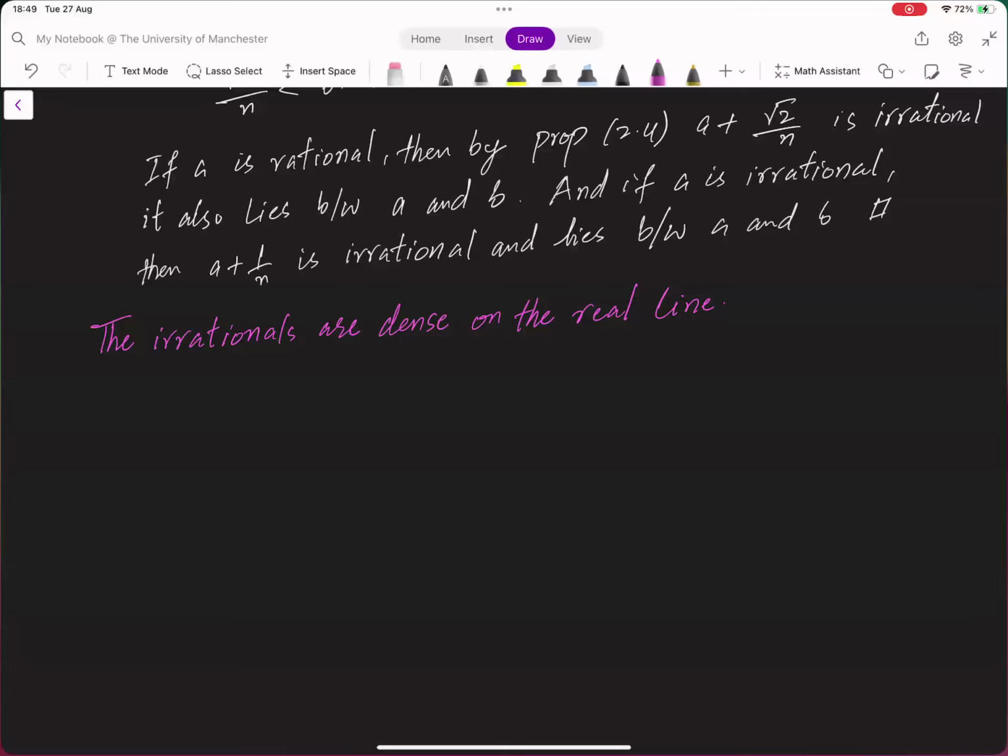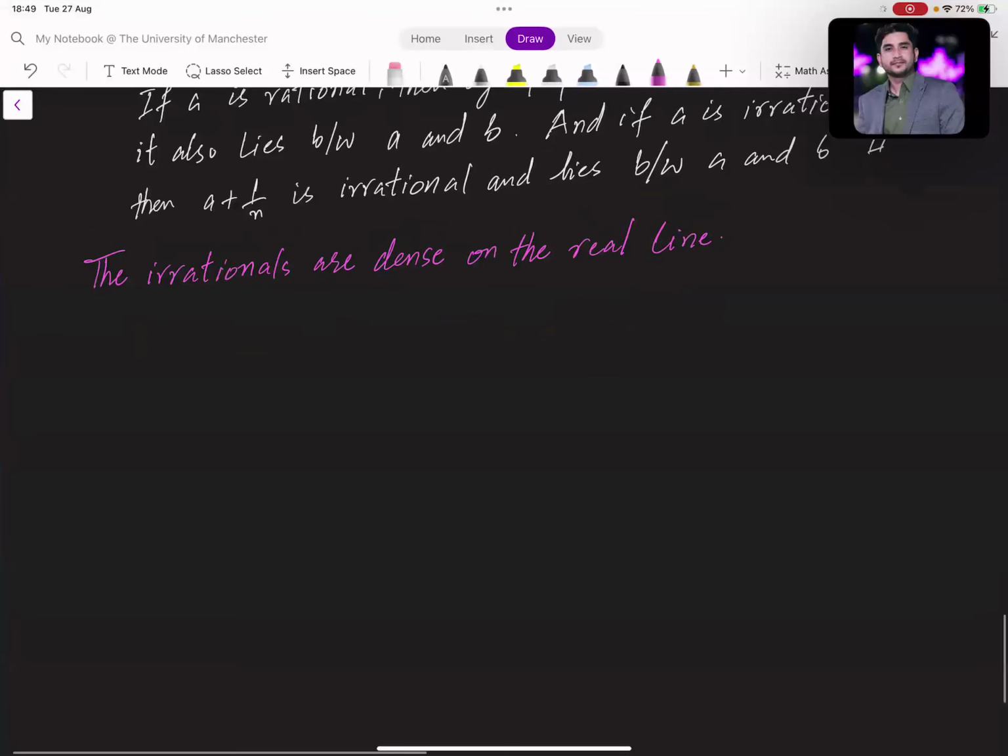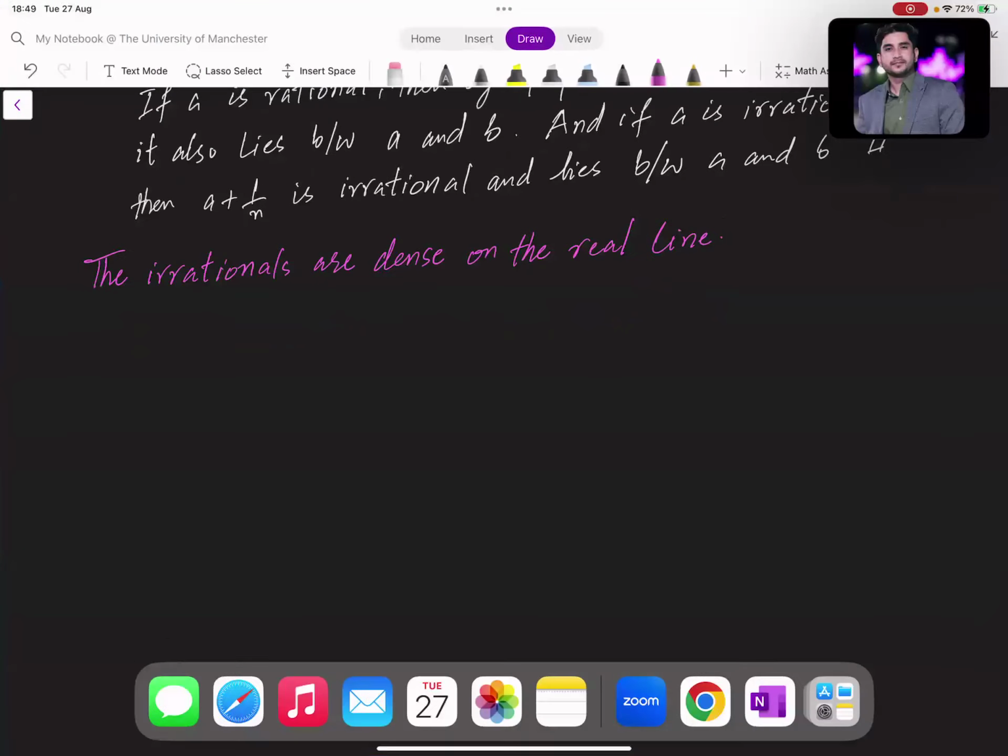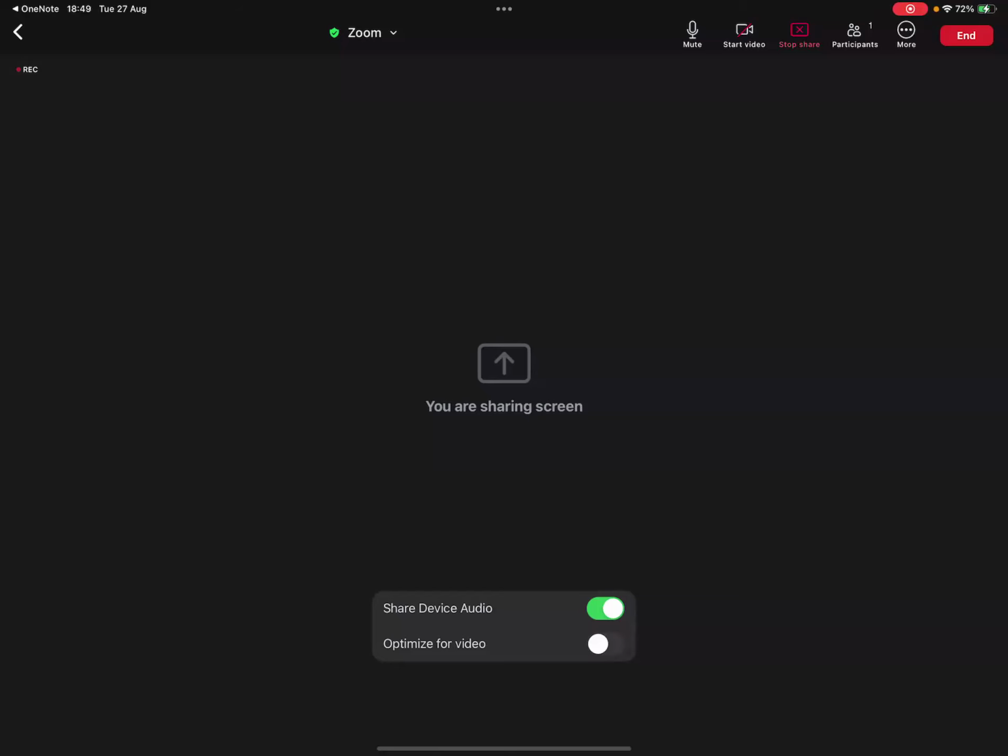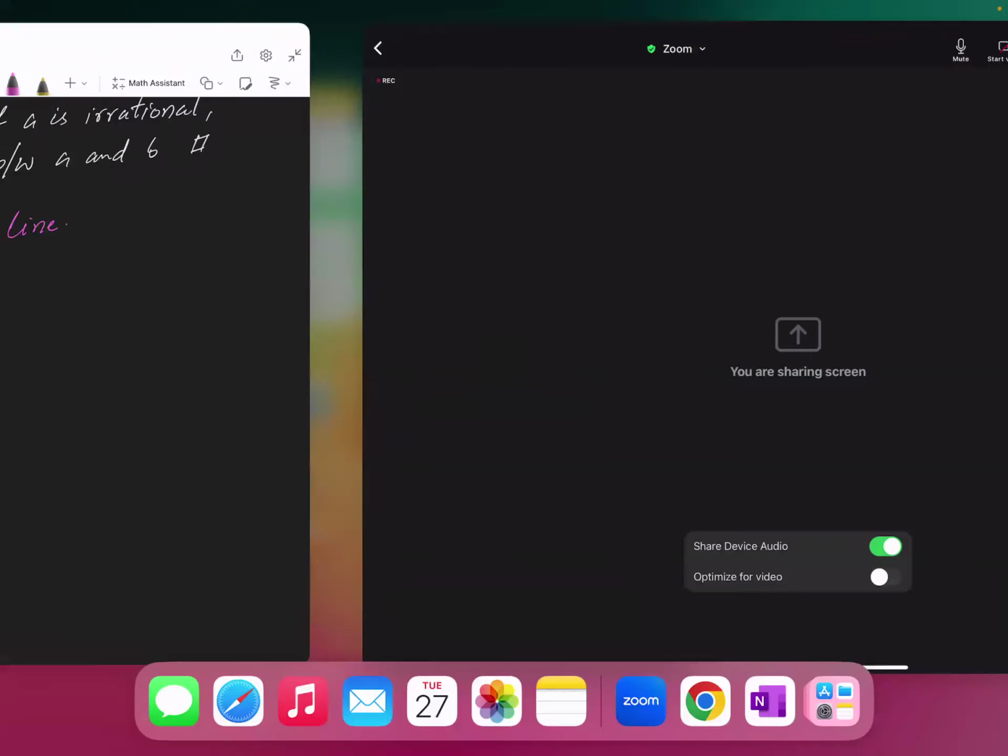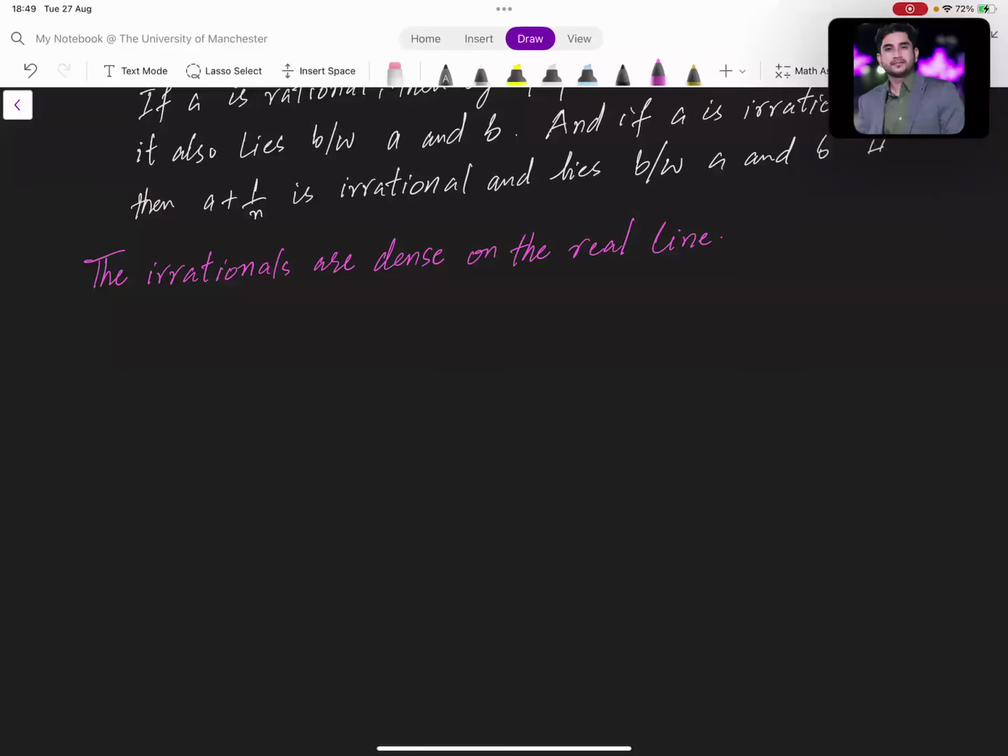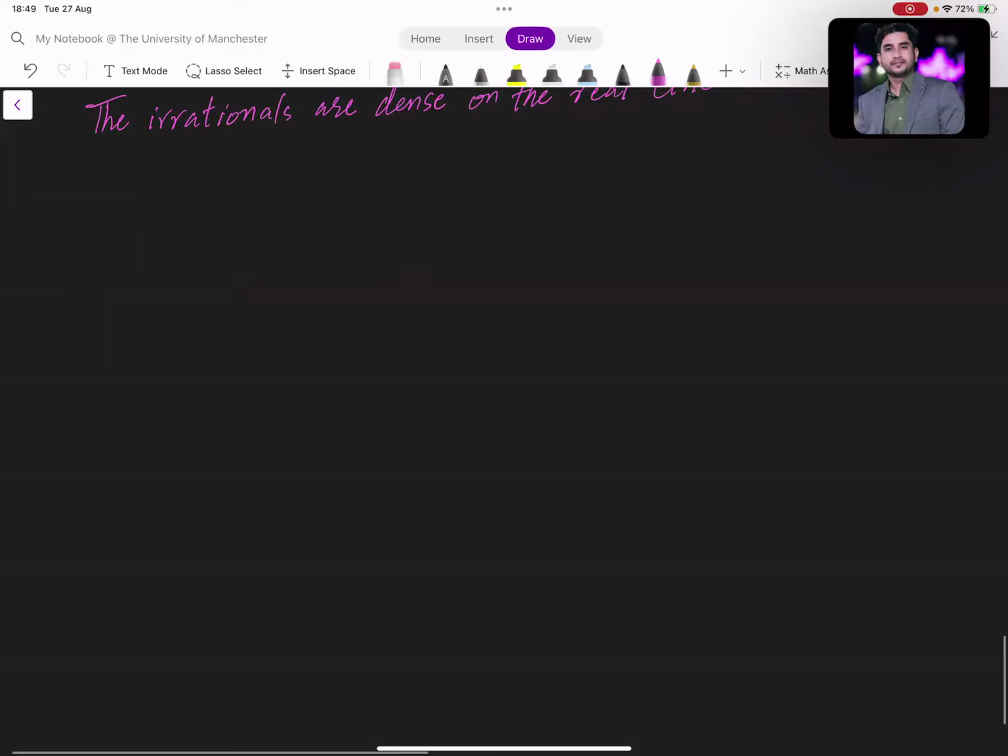Now we will talk about the exercises we want to do for this chapter. So let's say exercises.